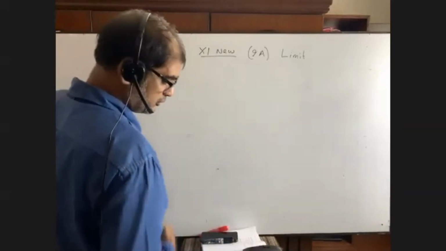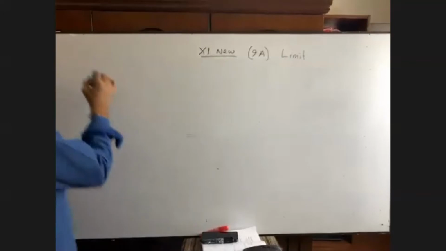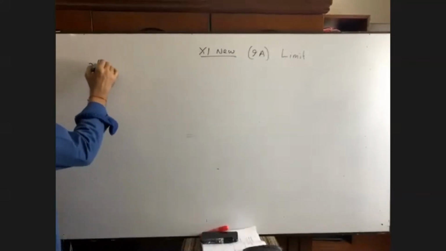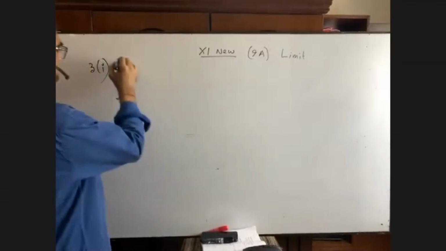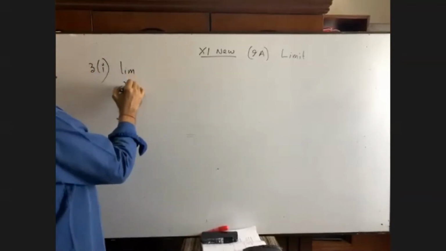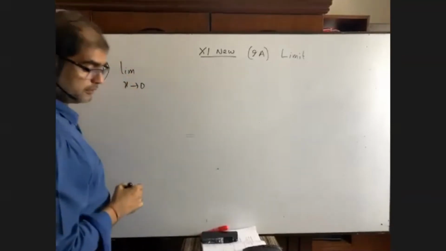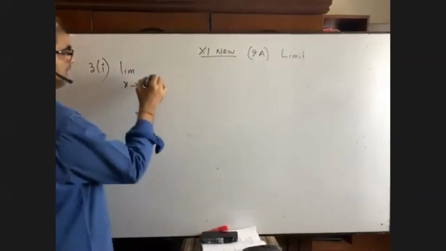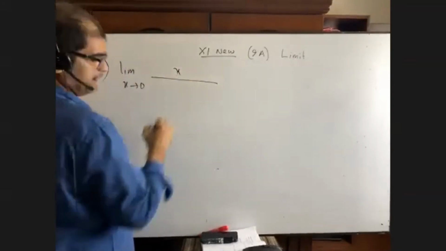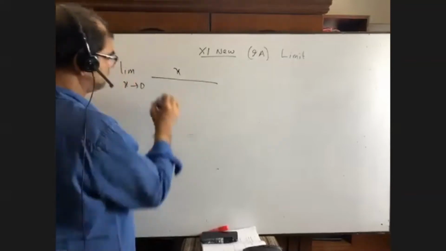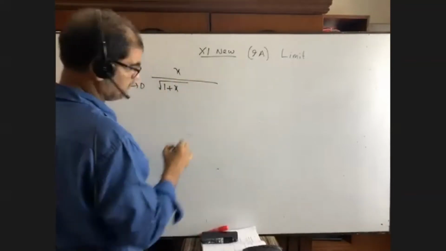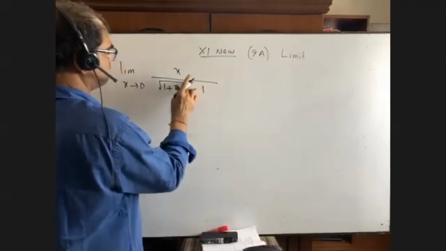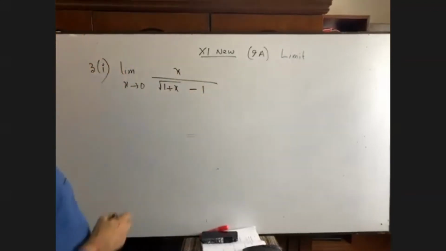Okay, another question, number 31. Limit x tends to 0, we are getting x by root over 1 plus x, then minus 1. Can you do this math?